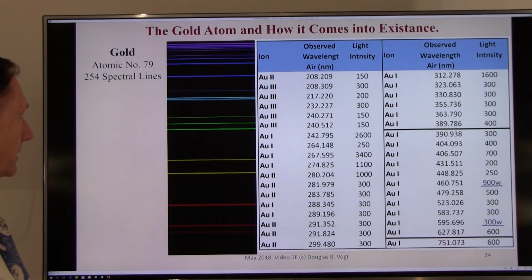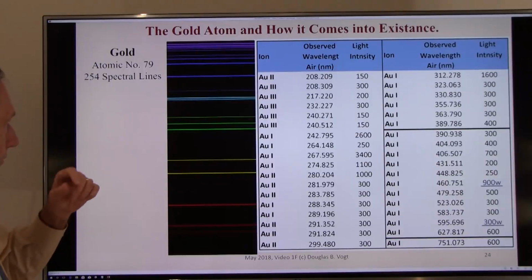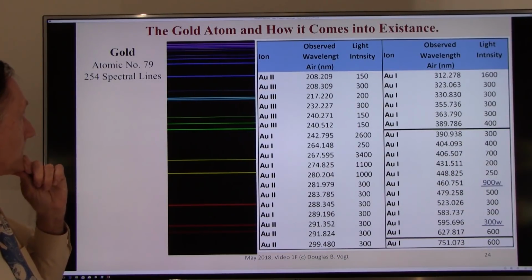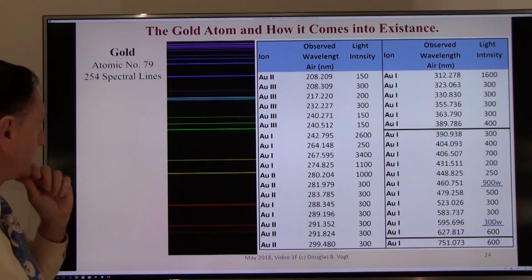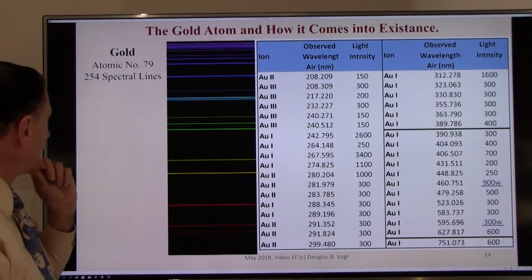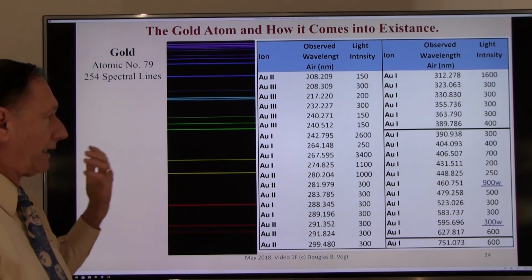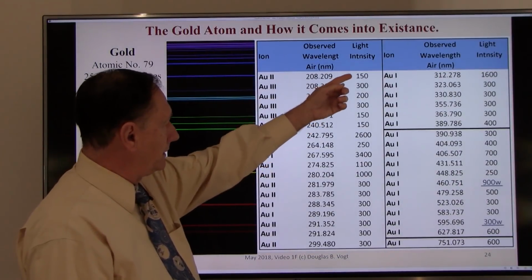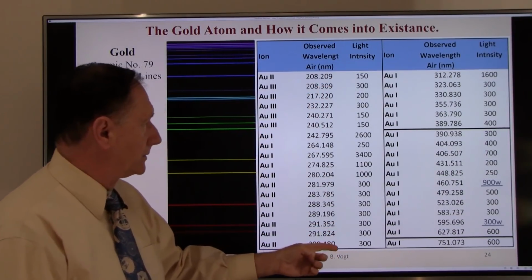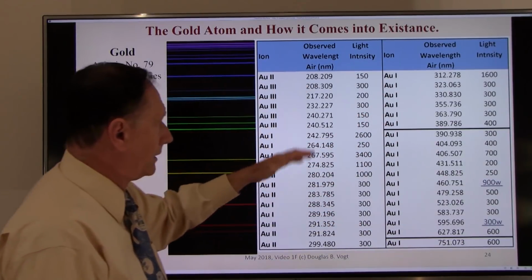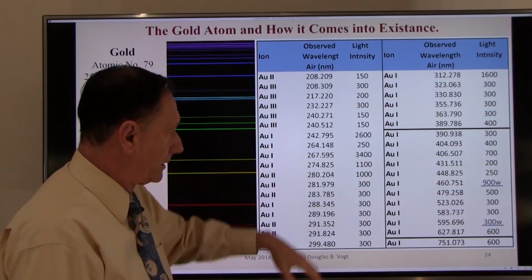Okay, now to the basics. What I think these bands are. This is gold, something we all love, right? Atomic number 79, and it has 254 spectral lines that I had in my Russian table. And I only did the intensities over 100. And this is what I pulled out. There was a lot more than this. I just condensed it so I could fit it on the screen here.